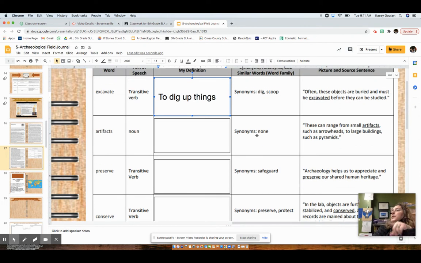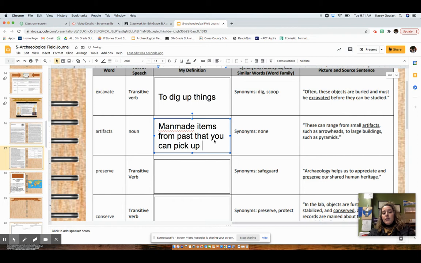All right, artifacts. Blaine's already told us that it's things that you can dig up, but specifically, remember it gives us a difference between a feature and an artifact. Things from the past, Isaac, that you can pick up and move, okay? So artifacts are man-made items from the past that you can pick up. Features, you can't. Artifacts, man-made items from the past you can pick up. Pick it up, take it with you.